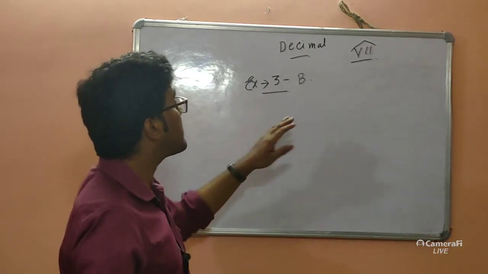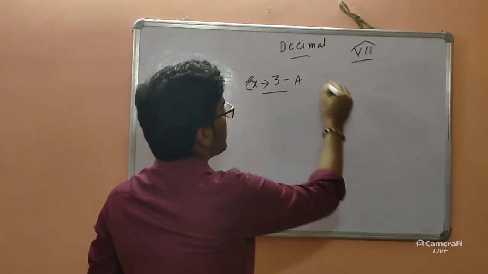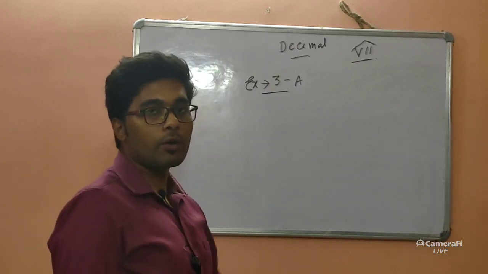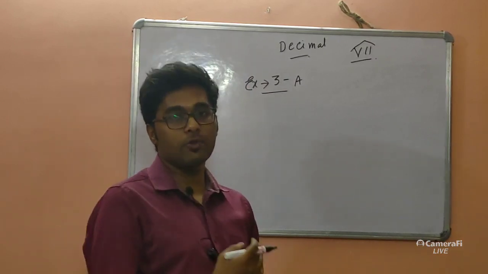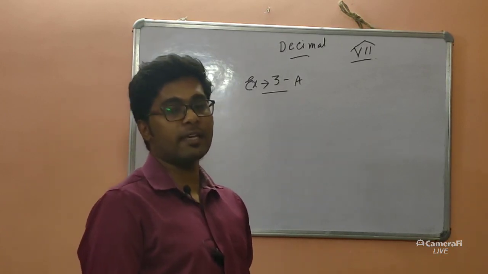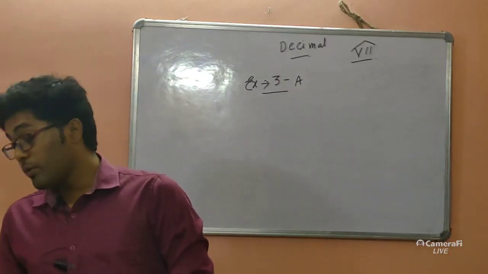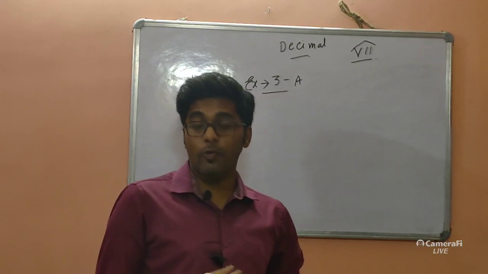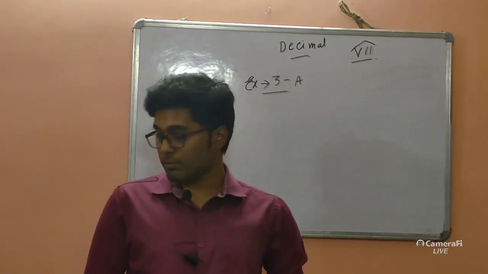In our previous class we started the chapter decimal. Okay, and we discussed the basic concepts of the chapter decimal, and we solved a few sums from the chapter decimal exercise 3A. So let us continue from here. In our previous class we have done up to 3, I guess. So now we are starting from question number 4. Let us see what our question number 4 is.